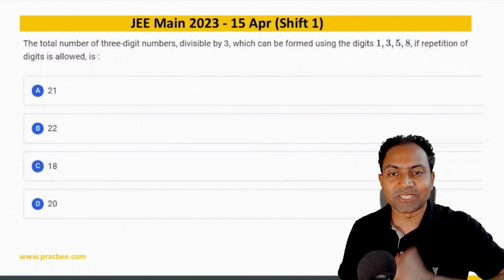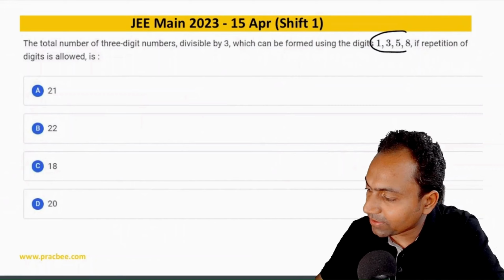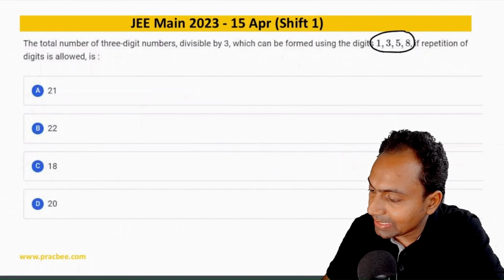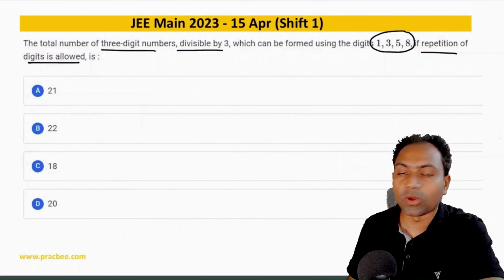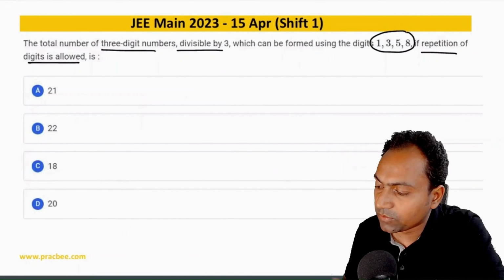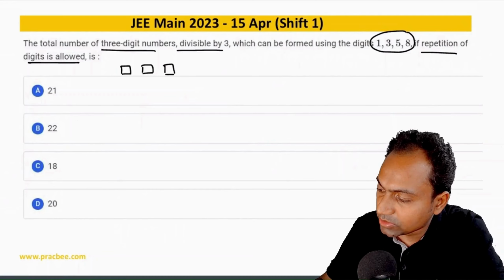Now let us look into this next question that was asked in 2023. What they're saying is using 1, 2, 3, 4, 5, we need to make 3-digit numbers divisible by 3 and repetition of digit is allowed. And all the three conditions we have read very carefully. So we want 3-digit numbers like this. And what should happen is this needs to be divisible by 3.